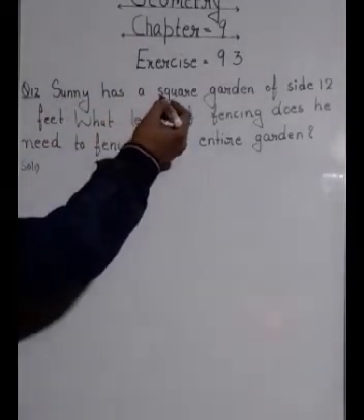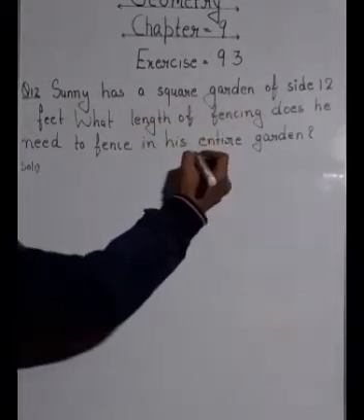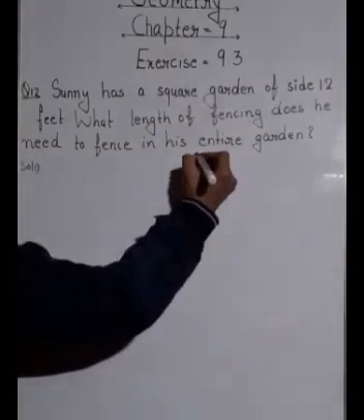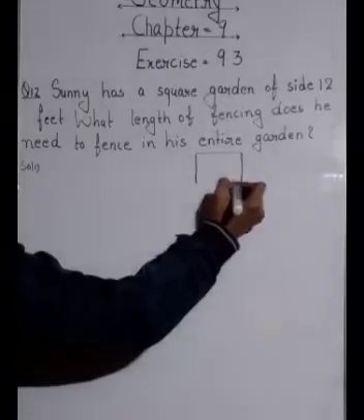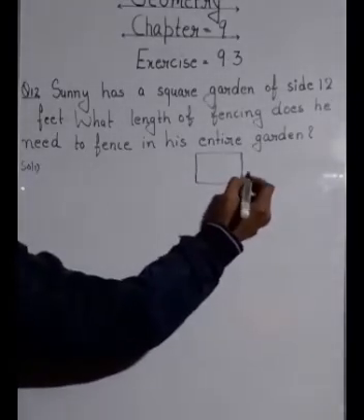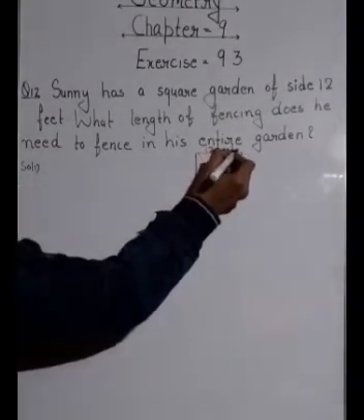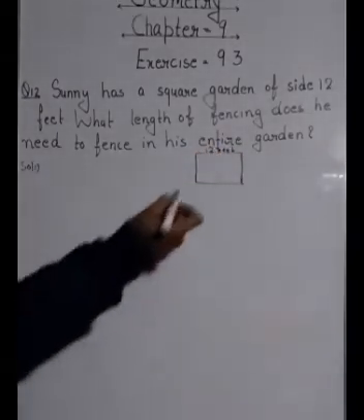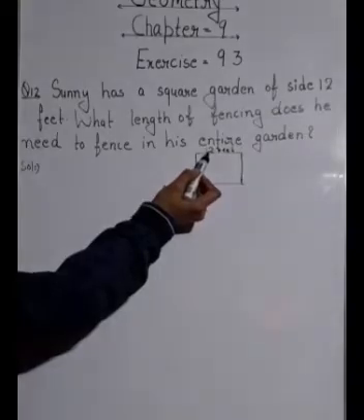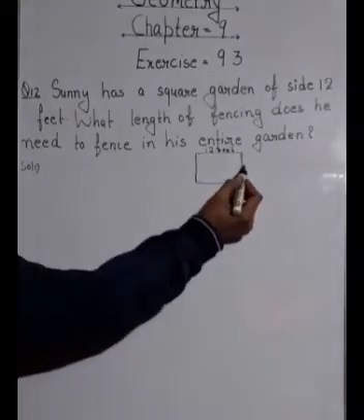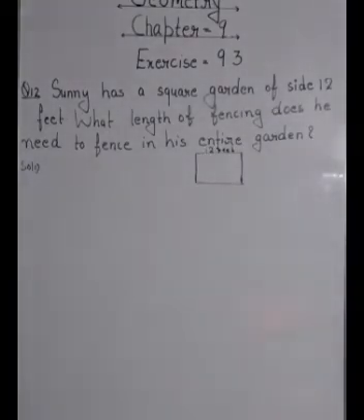What he has? He has a square garden. It means the shape of his garden is a square. Okay, his garden is a square in shape. Which side? 12 feet. What is the side of its garden? 12 feet. So if it is a square, it means if this is 12, so this one is also 12, this one is also 12, and this one is also 12.